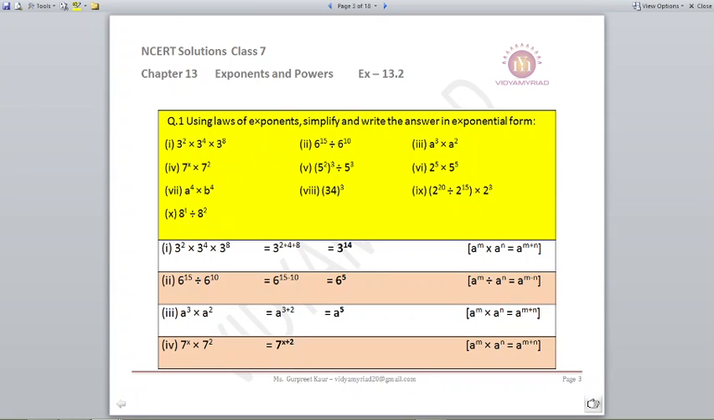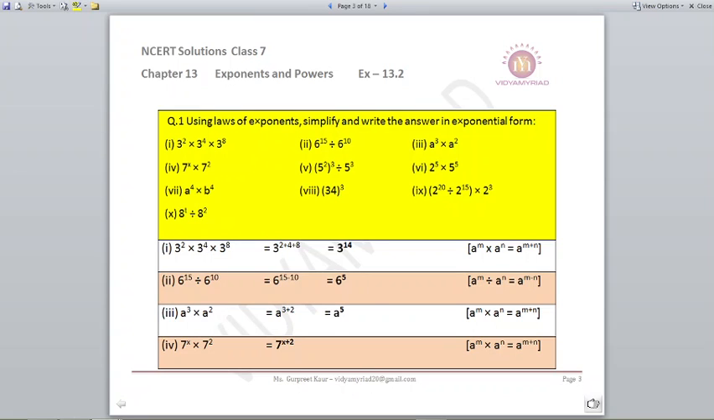Using the laws of exponents, simplify and write the answer in exponential form. Now we have just done the 5 rules. We will apply those 5 rules over here and I will tell you which rule is applied, and you can even see I have mentioned all the rules towards the right side.